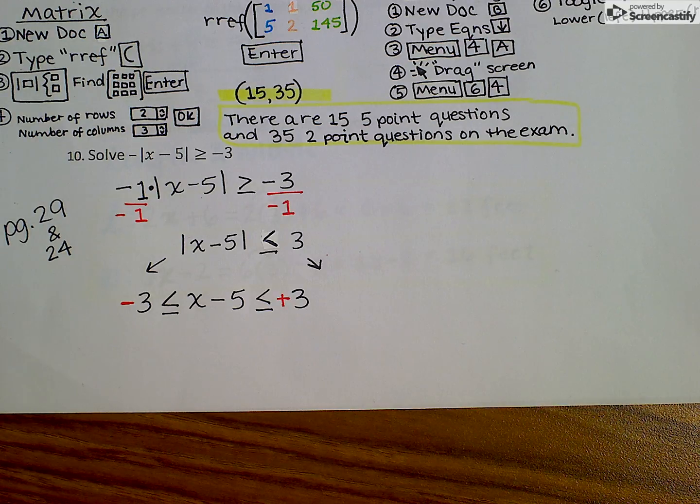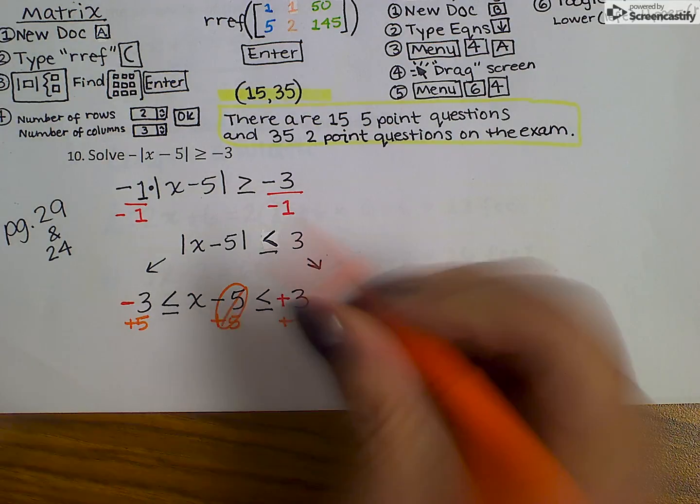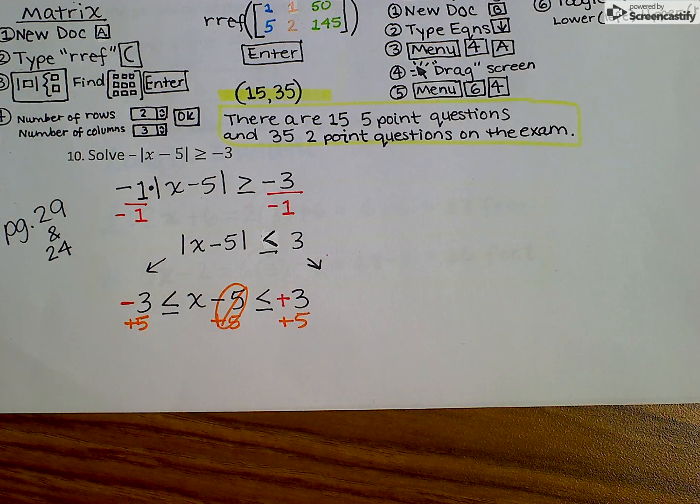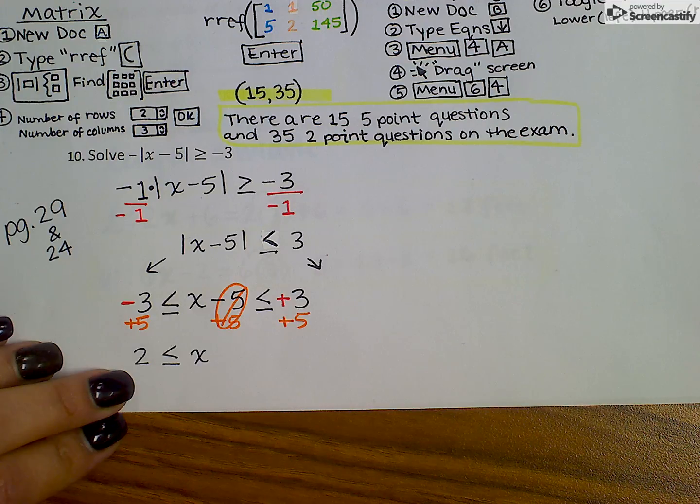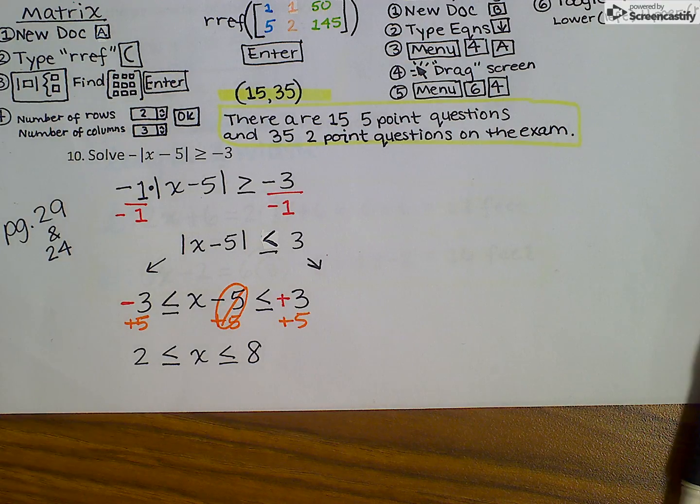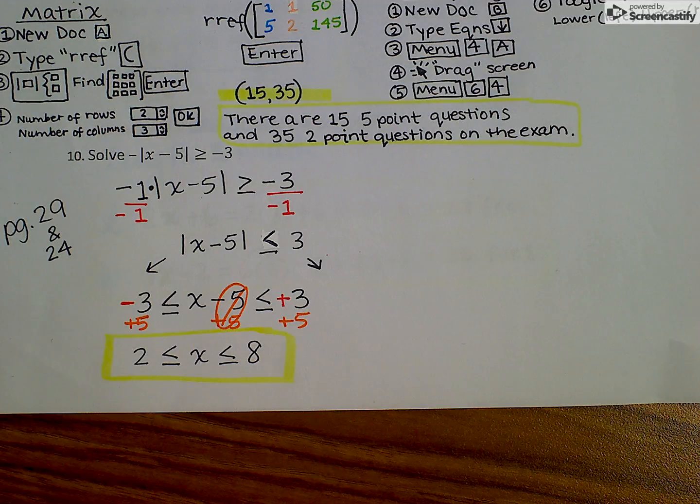So now we just have one step to isolate our variable, and that's to remove the constant of negative 5 by adding 5 to all the sides. This is now eliminated, and I have 2 is less than or equal to x, which is less than or equal to 8. And that's my final answer on my calculator portion.